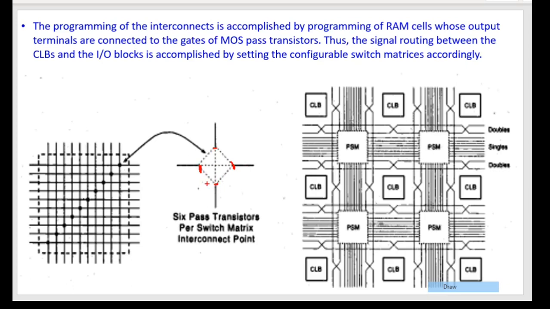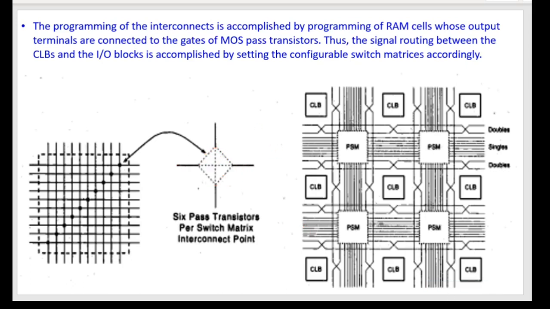Suppose you want to connect this line with this line. In that case we want to use this particular line, so this particular pass transistor will be switched on, and the others should be switched off, so that there exists a connection between this line and this line only. Other lines are not connected, they are just not conducting.